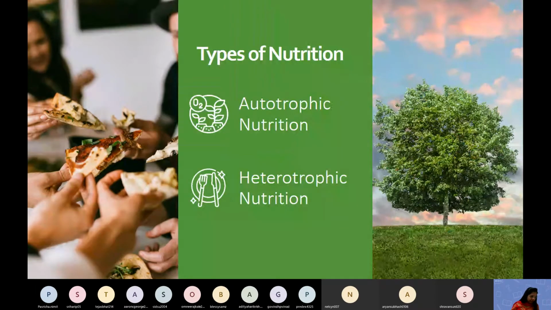Nutrition is of two types: autotrophic and heterotrophic. Can you tell me what kind of nutrition is done in this plant? Autotrophic. And they are eating pizza in this picture. So what is this nutrition? Heterotrophic. What is your style of nutrition? Heterotrophic. Okay, so autotrophic is done by plants and heterotrophic is done by animals, including human beings.